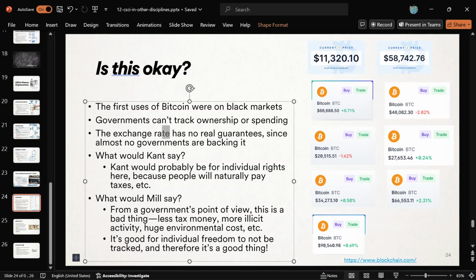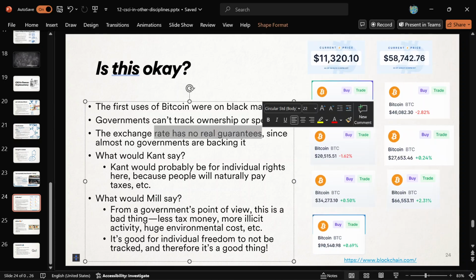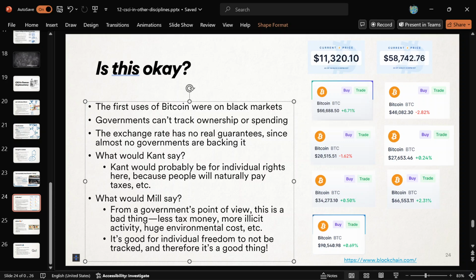So there's no guarantees about the safety of Bitcoin. No government really, only a few small ones, is backing it, and so nobody has any trust in it. So it's not like staying at the same level like the U.S. dollar or some other currency. Okay, so we can ask our boys about this.